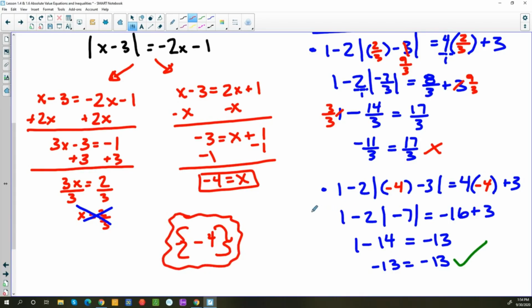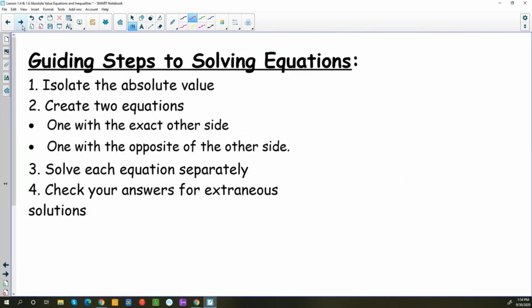All right, so the challenging part of this is that check more so than anything. You also have to make sure that you split it into 2 equations. So you do have the possibility of either having 2 possible solutions, 1 solution, or no solutions. So just to reiterate, these are the guiding steps to solving the equations. Make sure you isolate, create 2 equations, solve, and check.